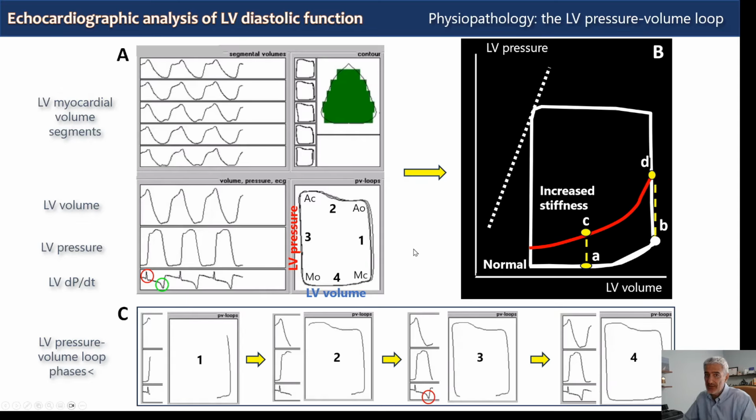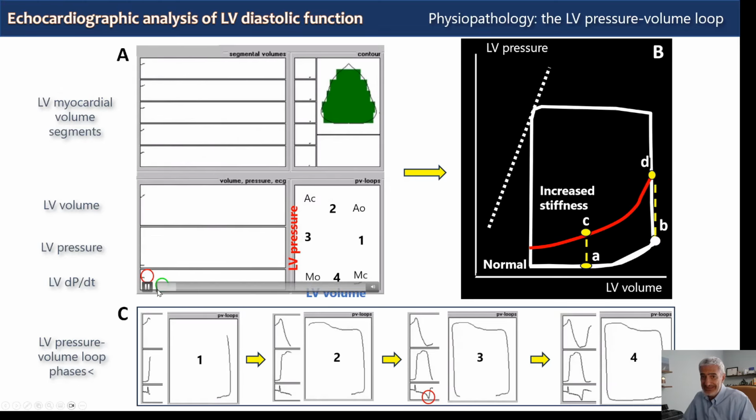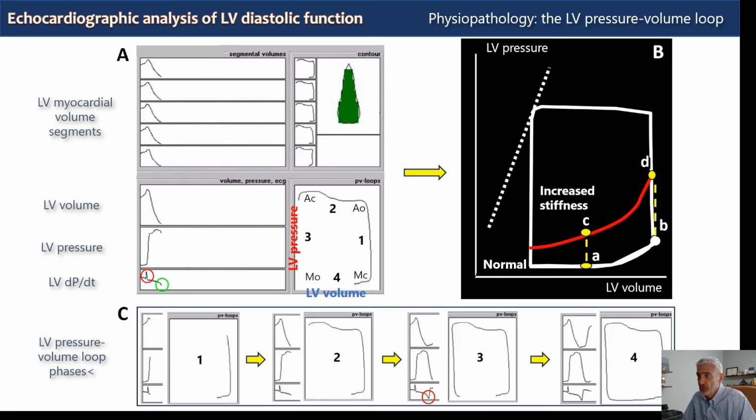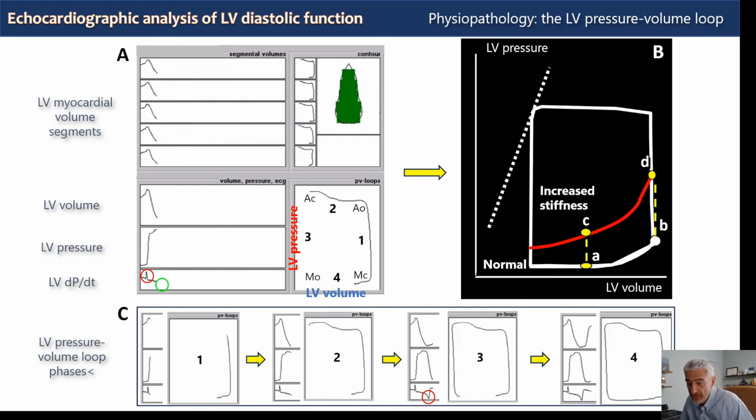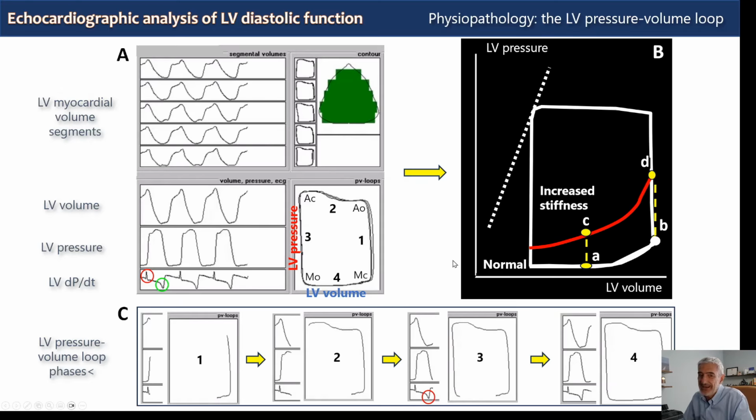So we have seen how we measure relaxation invasively during catheterization using negative dP on dt or tau, and both measurements are done during the isovolumic relaxation phase. These measurements, dP on dt and tau, are the gold standard to which we relate the measurements of relaxation with echocardiography, the E wave and the E prime wave. We'll see that shortly. But how do we measure ventricular compliance invasively? And what is exactly ventricular compliance?